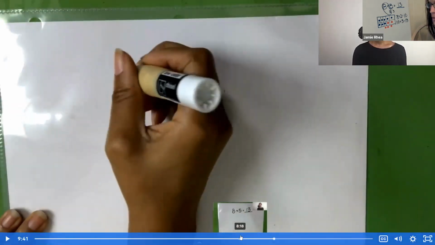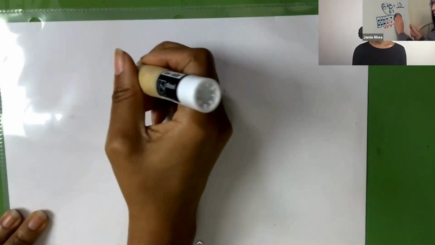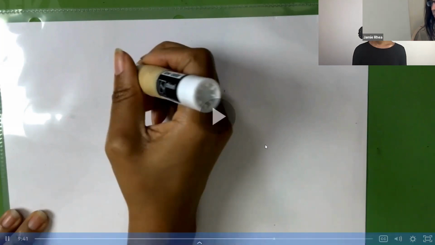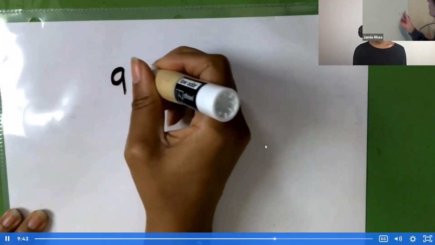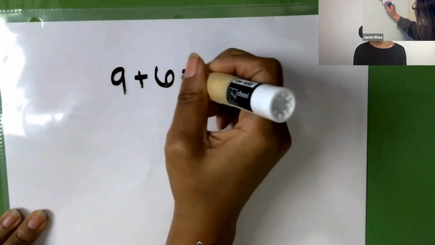I'm going to pause just for a second so you can erase and I can erase. Now, remember, if you don't need to make a 10 frame and you can just break apart your number to make 10, then by all means do it. But if you need that extra step to maybe help you understand how to break apart your number, then go ahead and draw it out. It's not going to hurt you to have it. Okay. 9 plus 6 equals something.